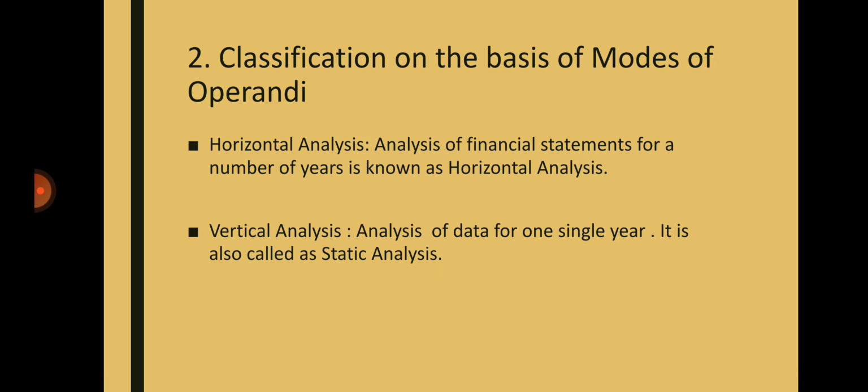And when it comes to the balance sheet, each item of the balance sheet will be calculated in proportion to the total assets or total liabilities of the firm. So in this way, analysis will be done in vertical analysis. So these are the various types of financial statement analysis.